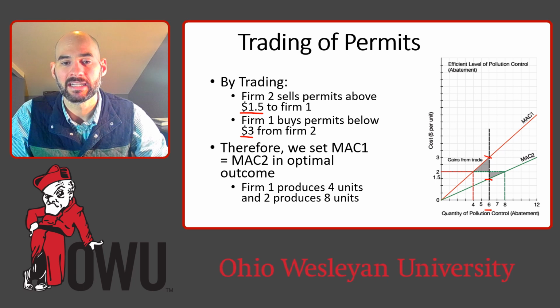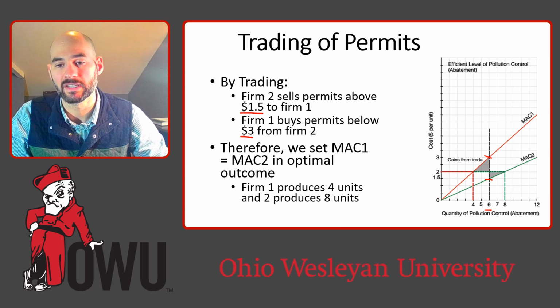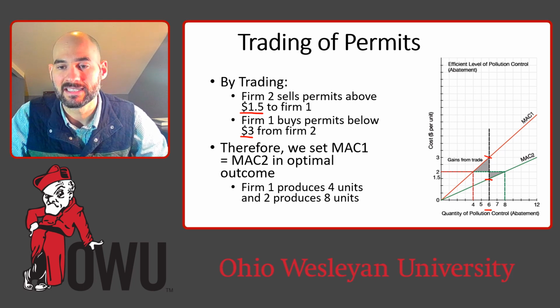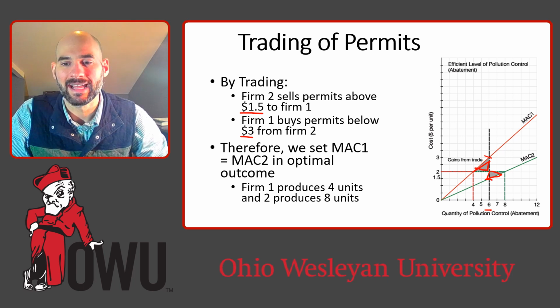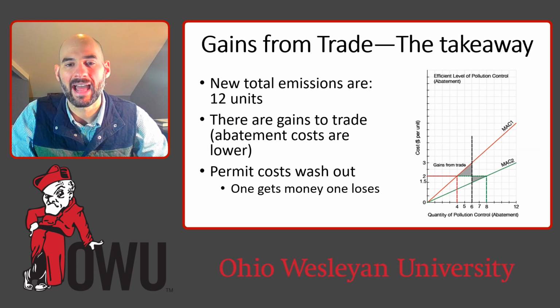And so by setting the marginal abatement cost for firm 1 equal to the marginal abatement cost for firm 2 for the optimal solution, for completely maximizing gains from trade, then firm 1 produces 4 units of abatement, firm 2 produces 8 units of abatement. And we can see these interesting little triangles here that are catty-corner, and think about how they represent the gains from trade.